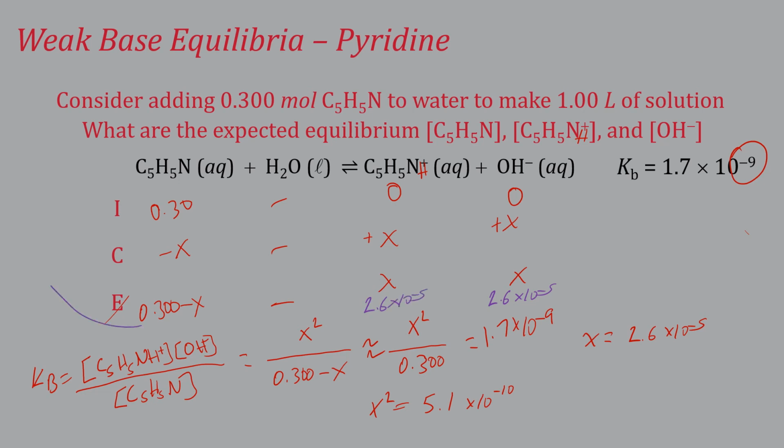And this, again, I'm going to write this out in decimal notation, 0.3 minus 0.000026. If we're obeying sig fig rules, it is actually unchanged. So we were completely justified in making that assumption. So that's a weak base equilibrium problem.